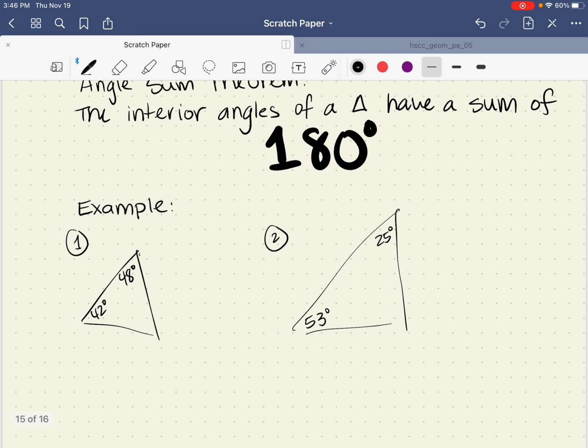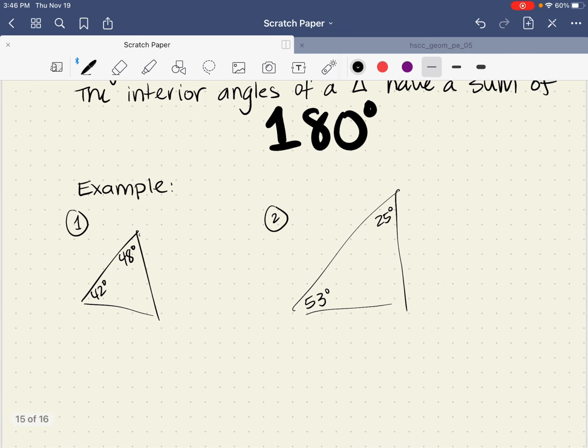So suppose we have to classify these triangles, and our first triangle has two angles of 42 and 48. Well, I can't exactly classify this because I have two acute angles, but I don't know if this last angle right here is acute, obtuse, or right. So I have no way of classifying this thing. So what I need to do is find the third angle.